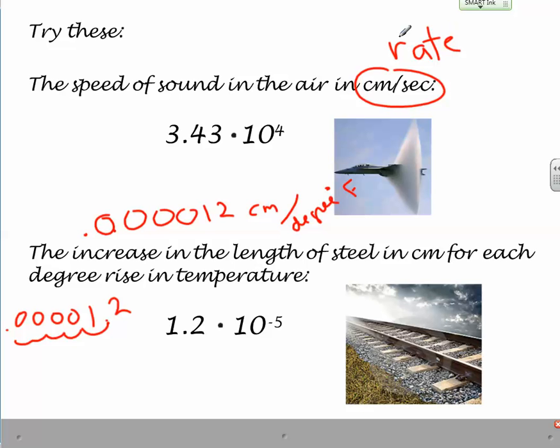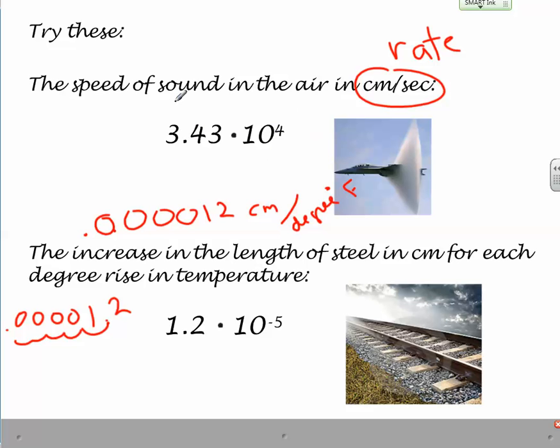Then we had a rate of the speed of sound in the air. Sound travels much more slowly than electricity or light. It's only about 720 miles per hour. So the rate in centimeters per second in scientific notation is 3.43 times 10 to the 4th.